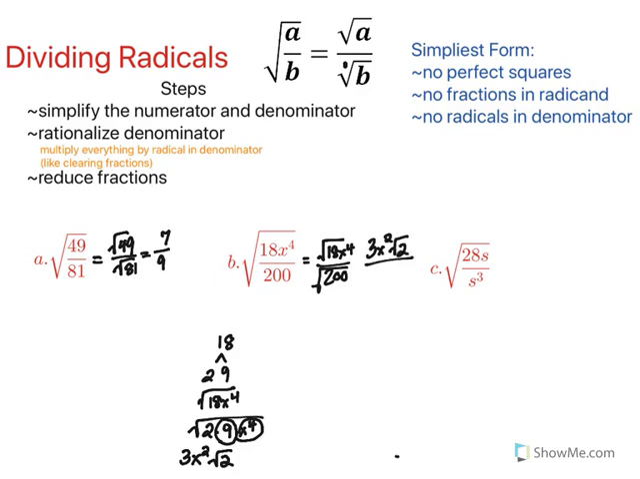And then we have 200. 200 can be broken up into 2 and 100. 2 is prime. 100 is a perfect square. And so I'm going to rewrite the square root of 200 as 2 times 100. I'm going to pull out the square root of 100, so that'd be 10 square roots of 2.